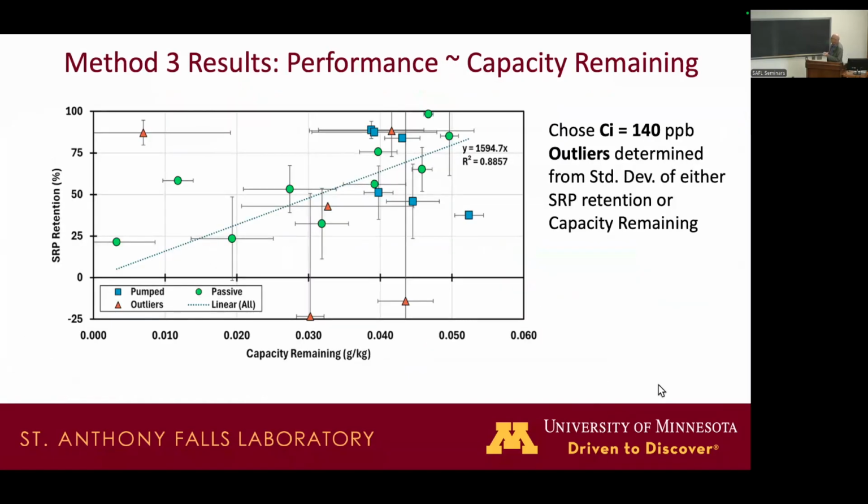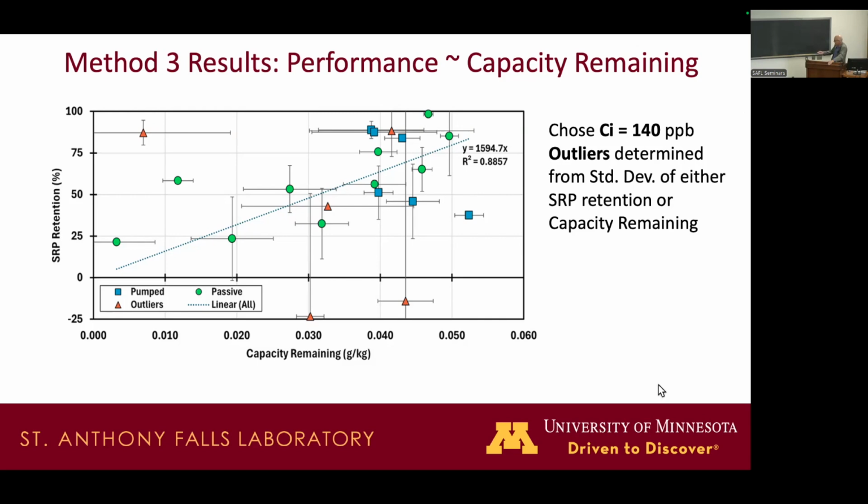We chose CI to be 140 parts per billion. Even though the tests were run at 100 parts per billion, the endpoint is about the same regardless. If we started at 300 parts per billion, we were doing some early tests at 300 parts per billion, the endpoint was the same. So it doesn't really matter what you start at. After 96 hours, you're going to end up at the same place. So we chose 140 parts per billion because it made the graph a little bit nicer. We didn't have any negative capacity remaining. That was really it.